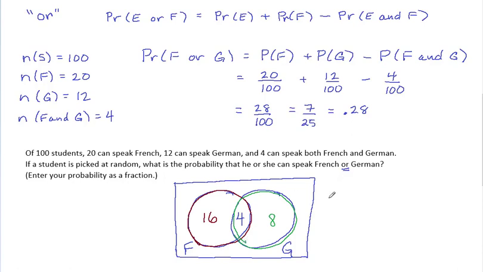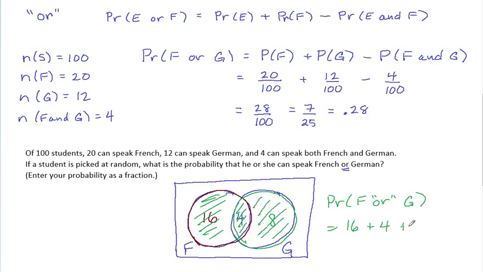Now if you want to find the probability that a student speaks French or German, that would be these 16 French only, plus these 4 that speak both, plus those 8. That gives me 28 out of a total number of 100 students.